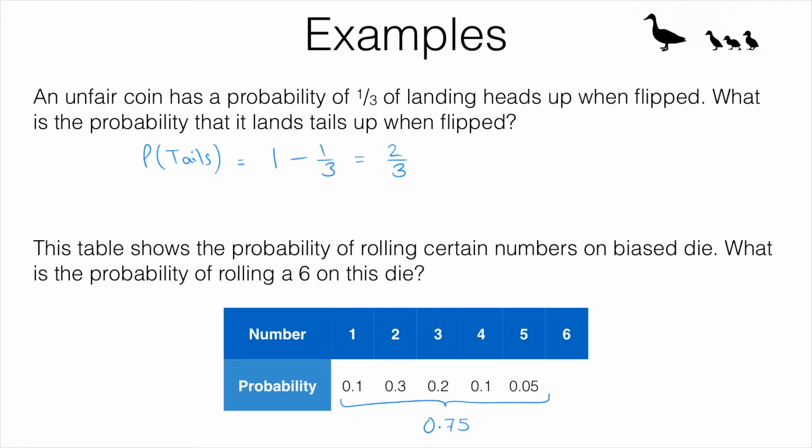So the missing probability is going to be 1 minus 0.75. And that gives you 0.25. So that's the missing probability in the table. If you've never seen it before, the notation I'm using is simply a capital P for probability, and in brackets, I'm listing the outcome. So the probability of getting a 6, in this case, was 0.25. In the earlier example, capital P with brackets tails is simply me saying the probability of the coin landing tails up. And we work that out to be 2/3.